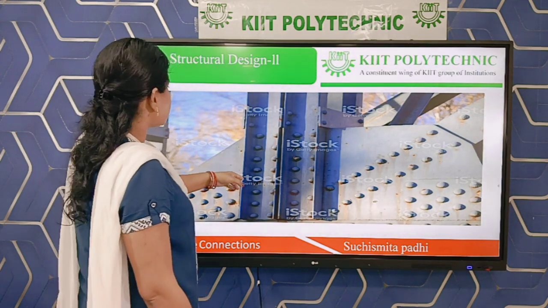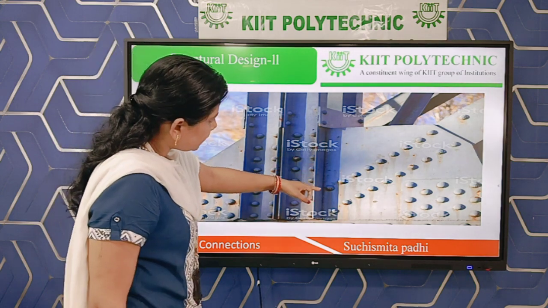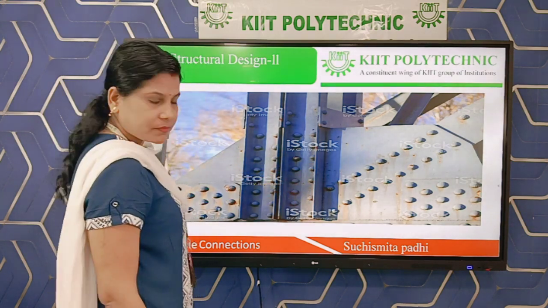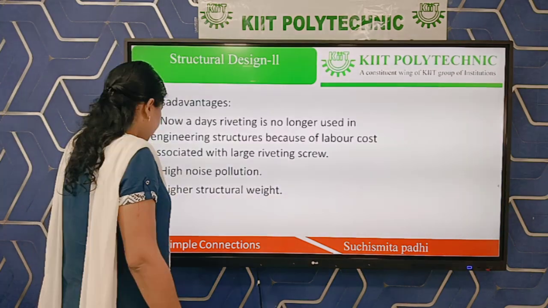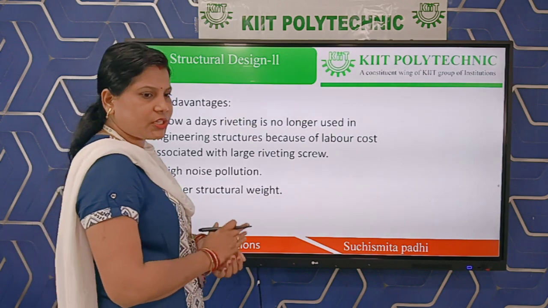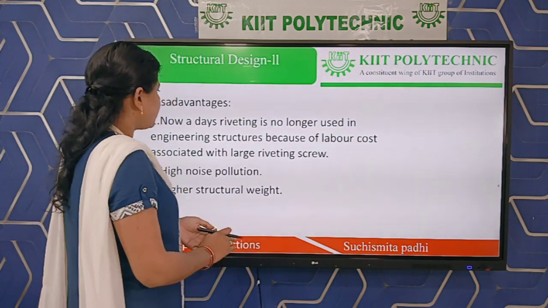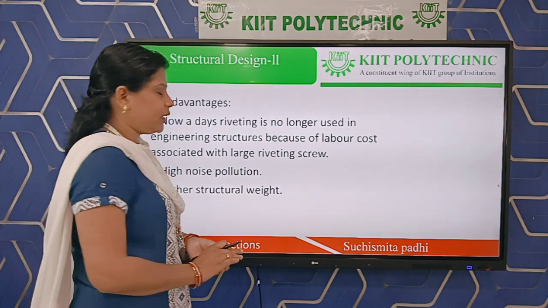So by this process, riveting, we are connecting different members. There are more than one members here connected. Nowadays we are not using riveting. There are advantages of riveting: riveting is a rigid connection and it also gives more strength. But there are so many disadvantages. That's why we are not using riveting.